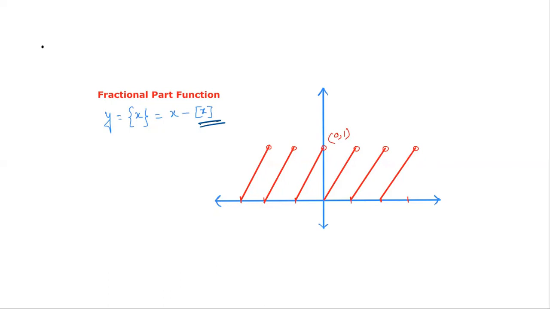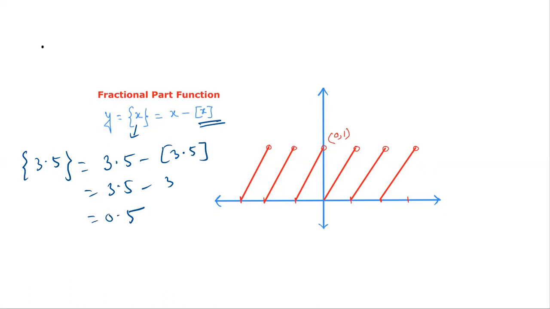Now let's say I'm taking 3.5. For x, I'm taking 3.5. You put 3.5 minus the greatest integer of 3.5. So this will become 3.5 minus 3, which is 0.5.